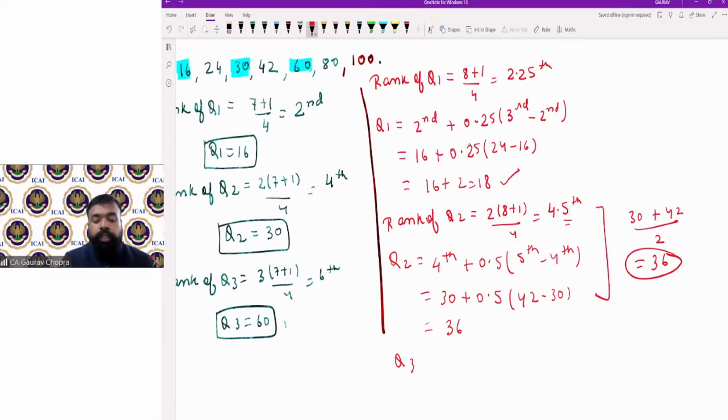Now, let me know Q3. What is the value of Q3? You have to calculate and let me know.